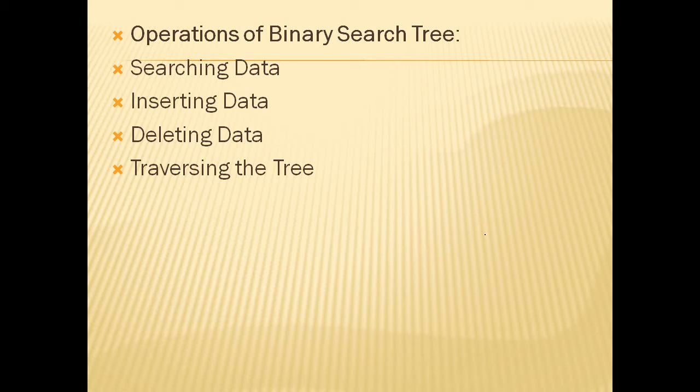Next, operations of the binary search tree. We have four operations: searching data, inserting data, deleting data, and traversing the tree. Tree traversal methods we already did. Now we discuss how to search for an element in a binary search tree, how to insert data in a binary search tree, and how to delete data in a binary search tree.